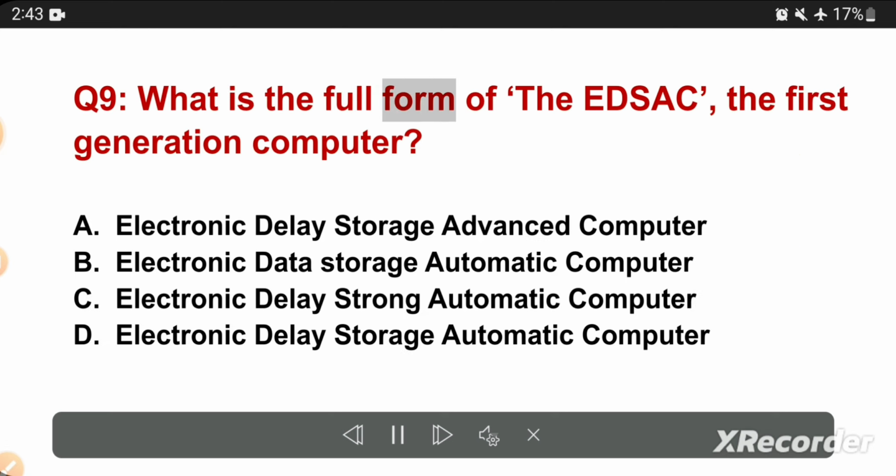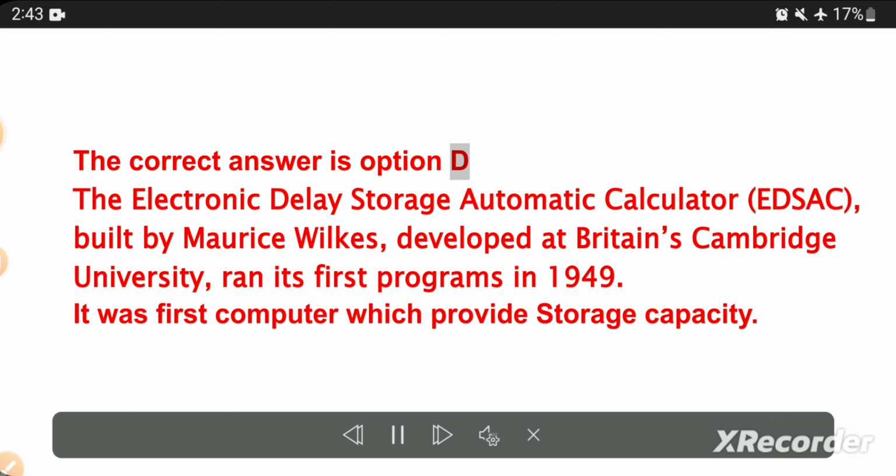Q9. What is the full form of the EDSAC, the first generation computer? Electronic Delay Storage Advanced Computer, Electronic Data Storage Automatic Computer, Electronic Delay Strong Automatic Computer, Electronic Delay Storage Automatic Computer. The correct answer is option D. The Electronic Delay Storage Automatic Calculator, EDSAC, built by Maurice Wilkes, developed at Britain's Cambridge University, ran its first programs in 1949. It was the first computer which provides storage capacity.